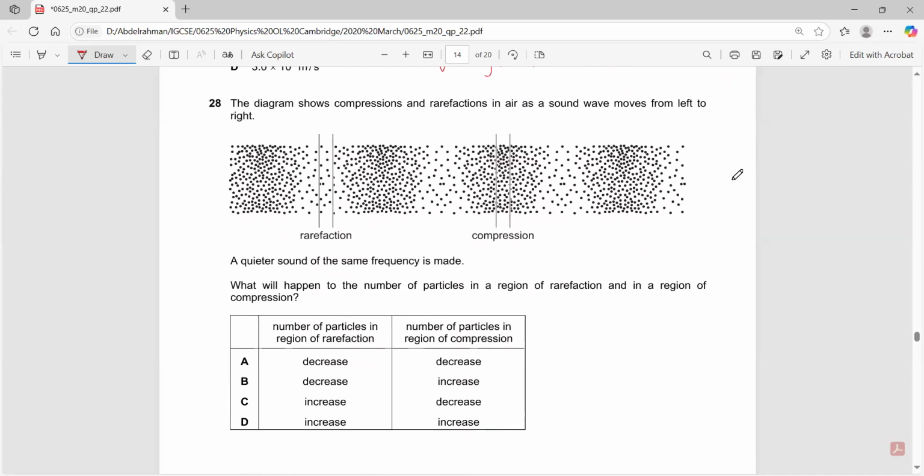You have a rarefaction, you have compression. Okay, the number of particles in the rarefaction and the number of particles in a compression: they decrease and they increase, right? So the quieter sound, let's see what's happening. If a quieter sound of the same frequency is made.